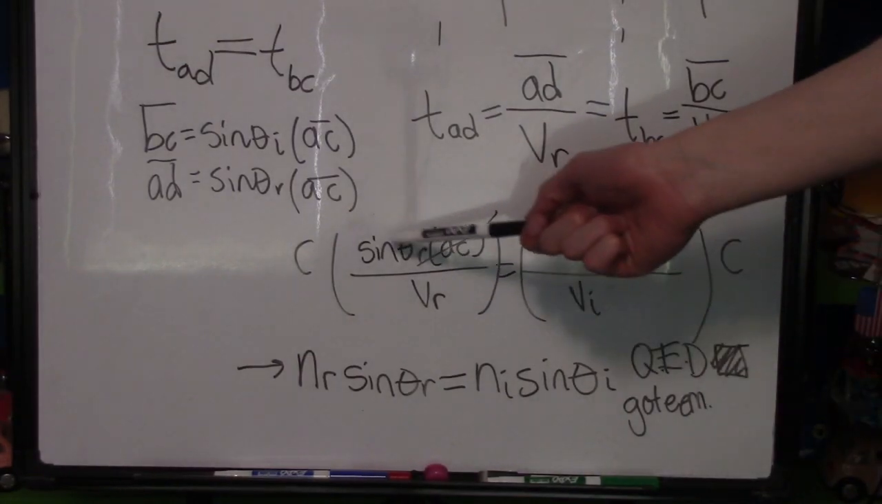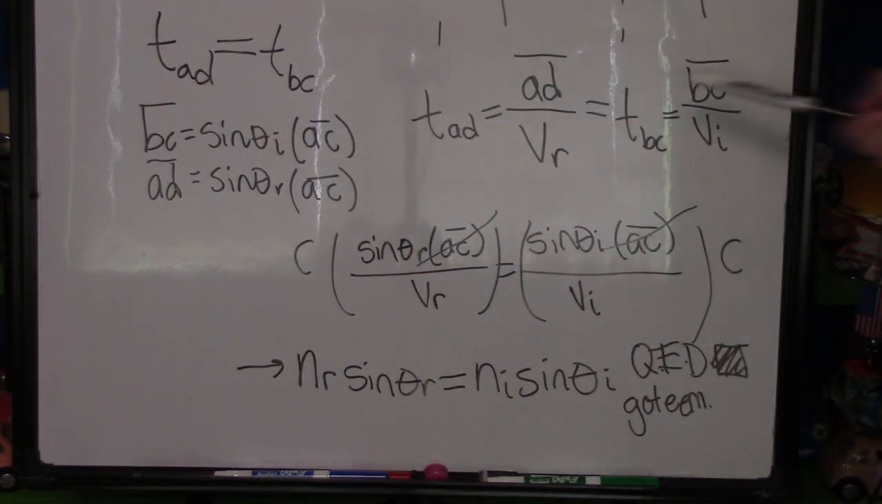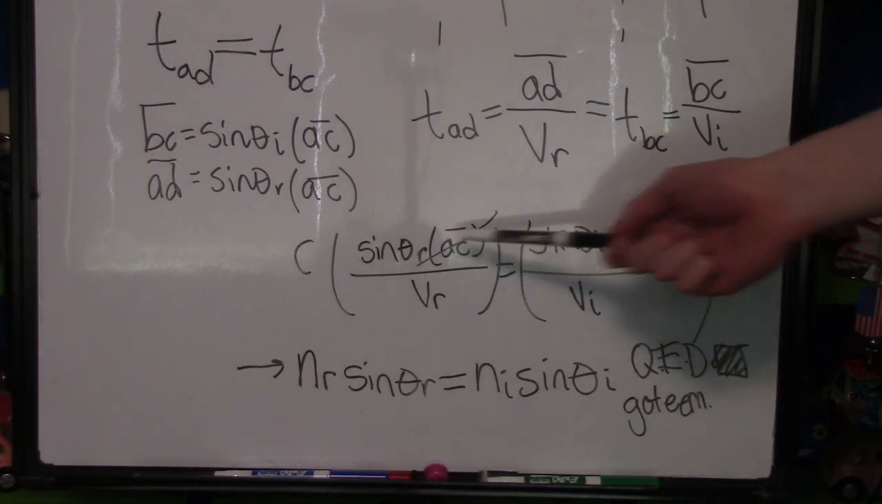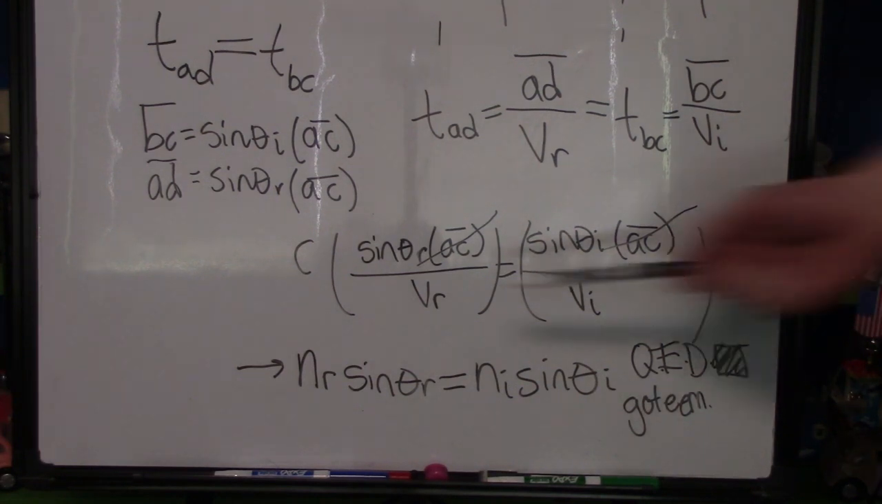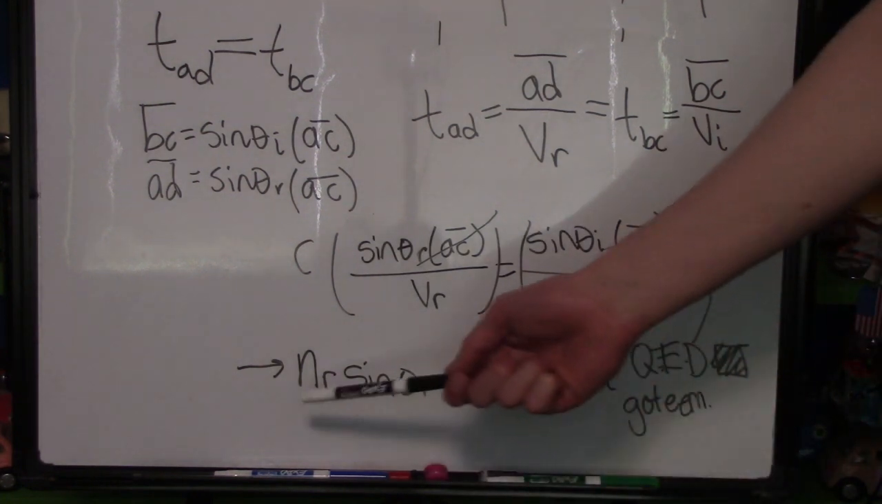So now all I did is I plugged in the values for BC and AD, that is the line segments between the two respective points, and I've crossed out the line segment AC on both sides of the equation, and I've multiplied both sides by C because I can do that. And so now I have Snell's law.